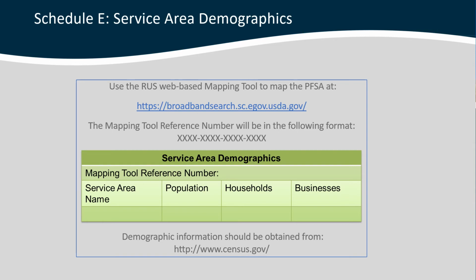Schedule E is the service area demographic, so that's a link to our mapping tool. You have to draw the proposed funded service area there. When you do that, you will get a reference number. We ask that you provide that reference number here and also the demographic information. The mapping tool will generate that based upon the census information on what you map. If you have any updated information you want to use, you can provide that as well. But if you do so, provide support for how you came up with it. That would allow RUS to independently validate what you're proposing.